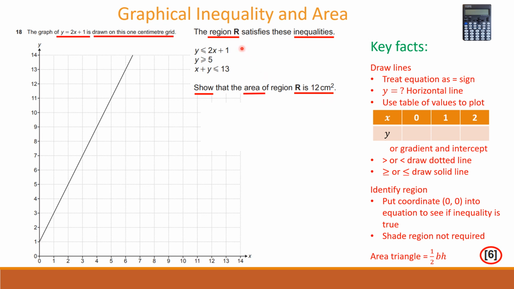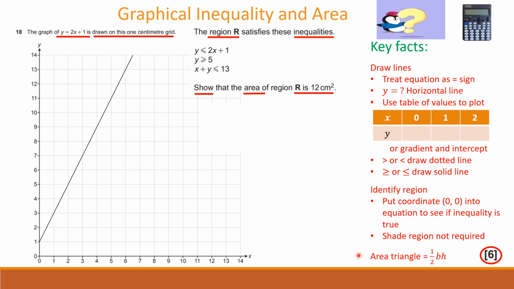Now normally when you've got 3 lines drawn, a 3-sided shape is a triangle, so it is likely that you're going to be working out the area of a triangle. So that will give you a bit of a hint when you're drawing your lines as to which is the required region, because you're looking for a triangle. You're drawing 3 lines, it's got to be a triangle, because you've got 3 sides to the triangle.